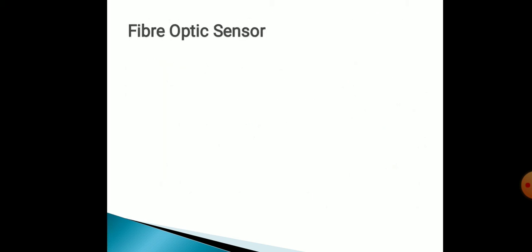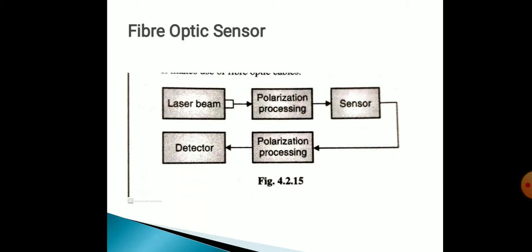Next one is the fiber optic sensor. It consists of a laser beam, polarization processing, sensor, detector, and polarization processing. It makes use of fiber optic cables. A laser beam is passed through polarization processing equipment and given to the sensor, which consists of fiber optic cable. The light is further passed to polarization processing and the detector. When a magnetic field is present around the sensor, the resultant light is produced and passed to the detector circuit, which detects the magnetic field and measures it.